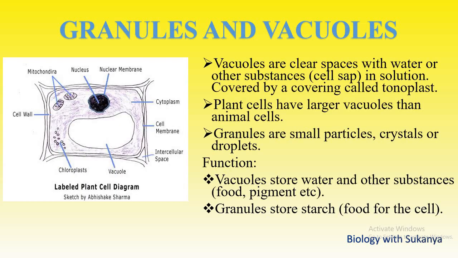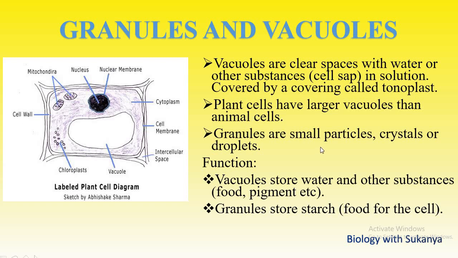Granules and vacuoles. Vacuoles are clear spaces with water or other substances or cell sap in solution. Cell sap is basically a solution of water, salts and other minerals which is mainly found in plant cells. The vacuole is covered by a covering known as tonoplast. So this is a plant cell. This one is a vacuole. So the covering over here is known as tonoplast.